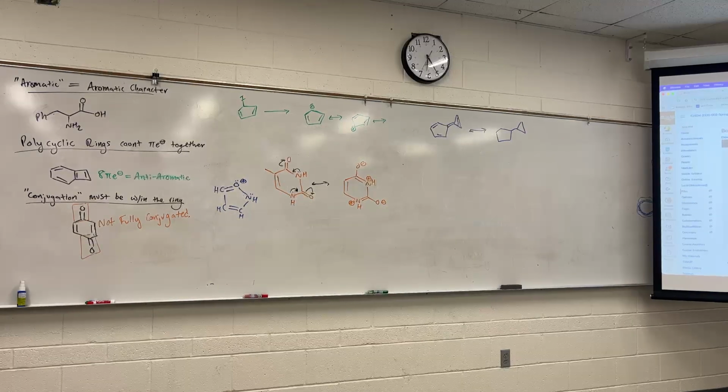Good question. Would this be a resonance structure, or did I just literally draw the same thing? Yep, you just drew the same thing. There are no pi bonds that moved. So we have to move the pi electrons. That's what resonance is. Resonance is the movement of the pi electrons.